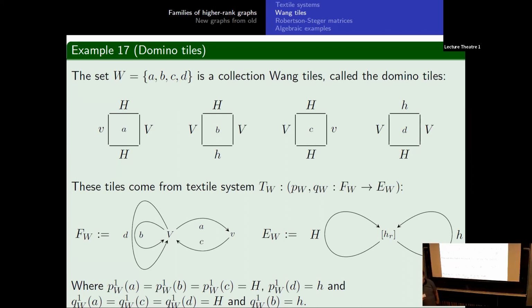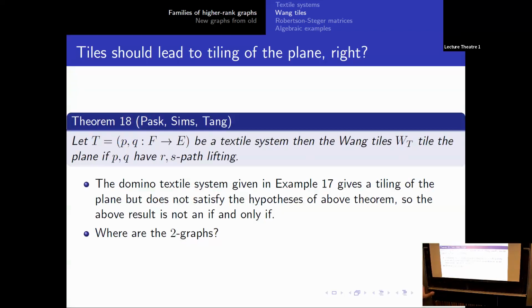And you can check that that's not a K-graph. Unfortunately. Basically, there's too much. There's 3 edges coming in here. It's big trouble. Compared to the 2 over there. So if you've got a collection of Wang tiles that come from a textile system, then they tile the plane if E and Q have R and S path lifting.